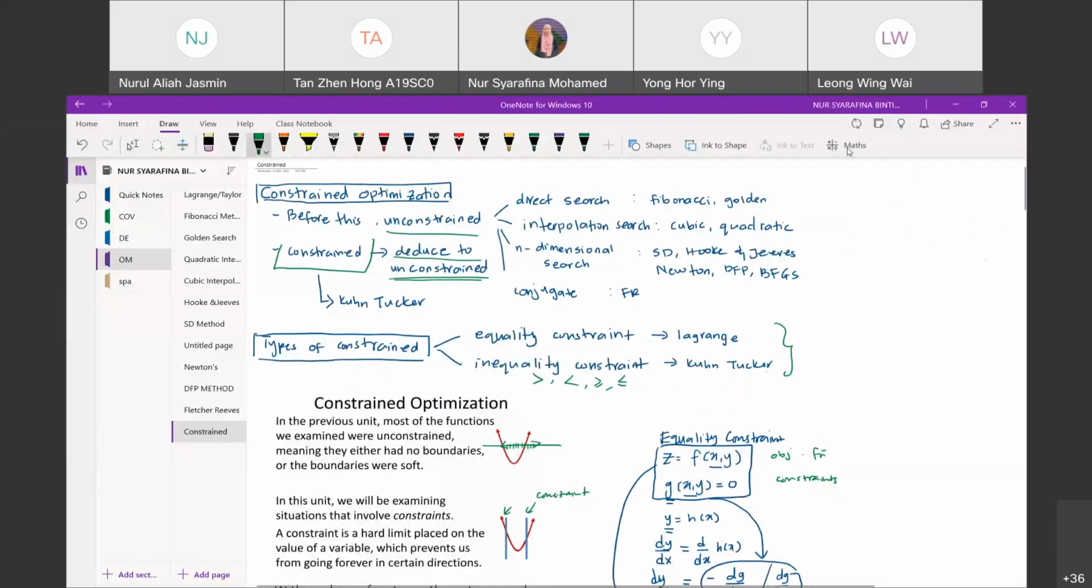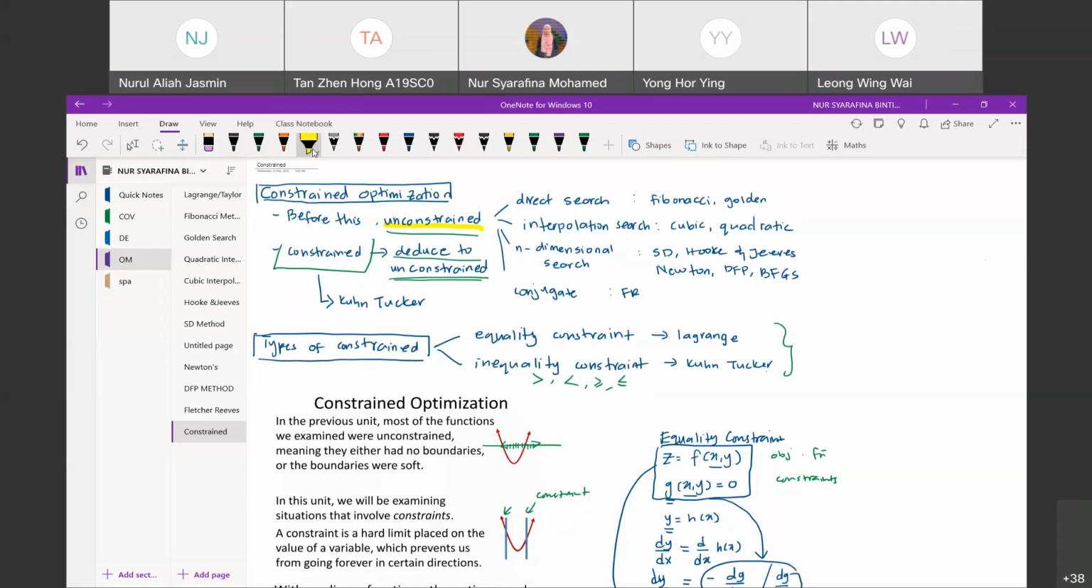All right, so now we have discussed constrained optimization, where before this you have done unconstrained. I have shared with you the video of the last lecture. That is the last method which has been used in unconstrained optimization. So we have direct search, interpolation, and dimensional and conjugate. Okay. So now we are going to focus on constrained optimization, but this constraint can be solved by reducing it to unconstrained.